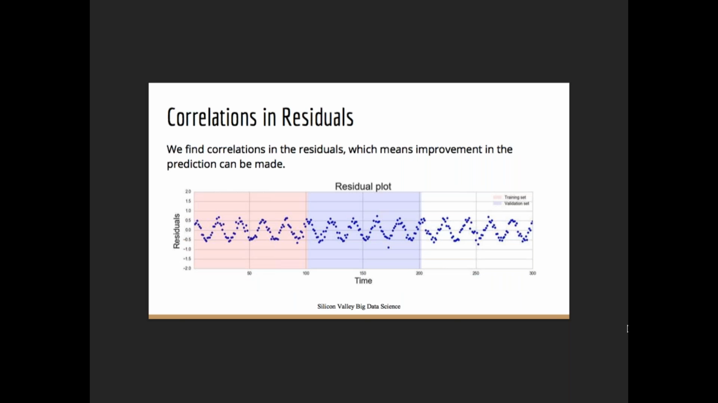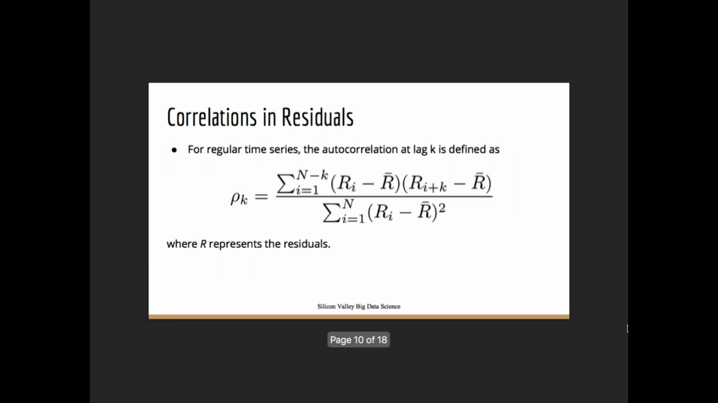So when you have correlation in residuals, that means you're propagating the error from the previous points. This is not what you need. So we wanted to see if we can actually change something in the network to make these correlations go down. I'm going to start with a regular time series, and this is how the autocorrelation at lag k is defined. You shift the sequence, then multiply, and then normalize it with the actual value of the sequence.